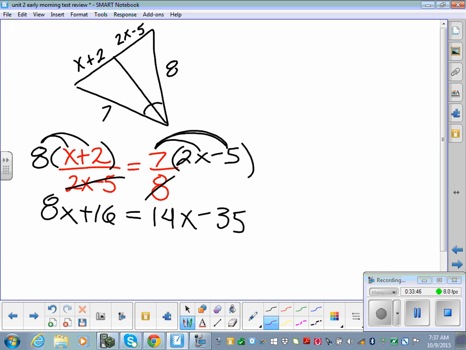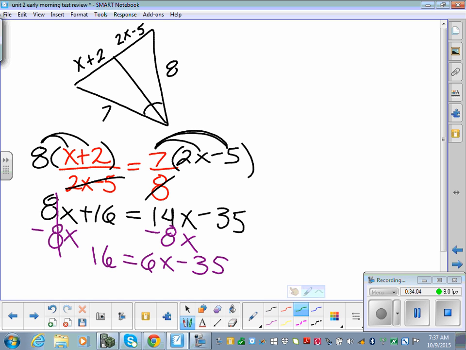So how do I bring 8x over? Subtract 8x from both sides. So those add up to be 0. We have 16 is equal to 14 minus 8, 6x minus 35. Do you just float negative 35 and 16 together? Add 35 to both sides.